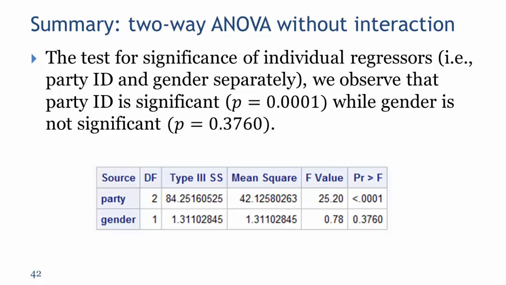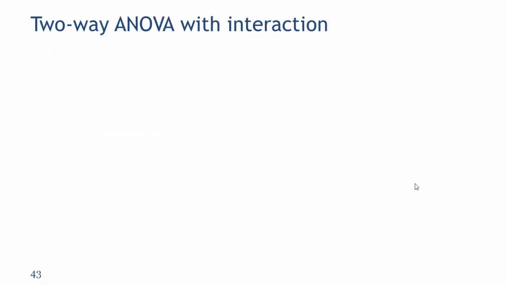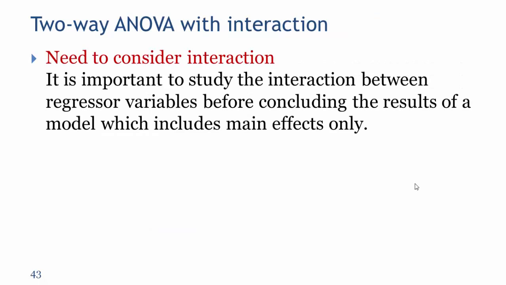Okay, we will now consider a model where we will include the joint effect, the interaction between party and gender. So, two-way ANOVA with interaction. It is important to study the interaction between the regressor variables before concluding the results of a model which includes main effects only, the model that we have just considered. So before we use the results of the previous analysis, we have to consider interaction in the model.